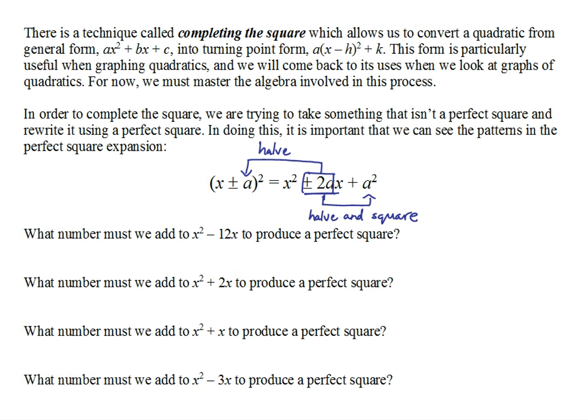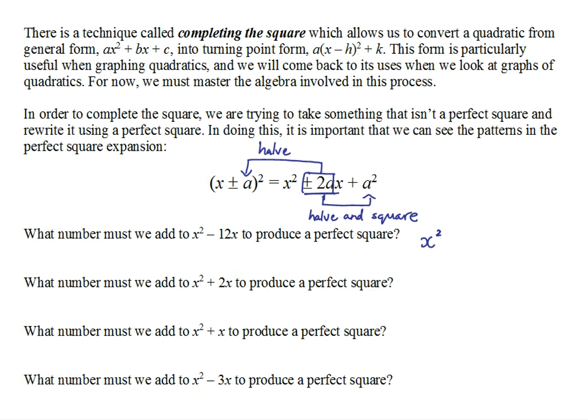So having a look at these couple of things, if we've got x squared minus 12x, what number would have to be on the end there for that to be a perfect square? Obviously to get from the coefficient of x to the constant term at the end, we halve and square. So half of negative 12 is negative 6, squaring negative 6 is positive 36.